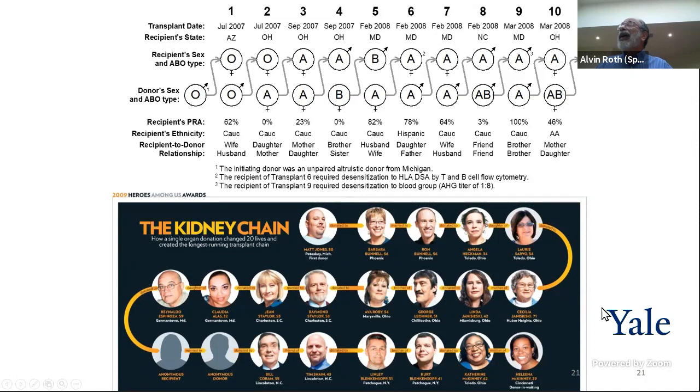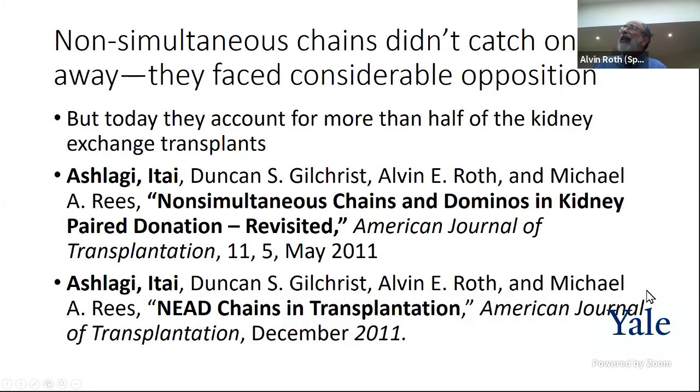So chains can be long, and that's why today more than half of the kidney exchange transplants I'm going to tell you about, and we did more than 1,000 last year, come from chains. Okay, but they didn't catch on right away. There was opposition of various sorts. Some of it was, what happens if it breaks? You know, won't that be terrible? Maybe we shouldn't even start them. Turns out about 2% of the chains break in ways that you can't repair.